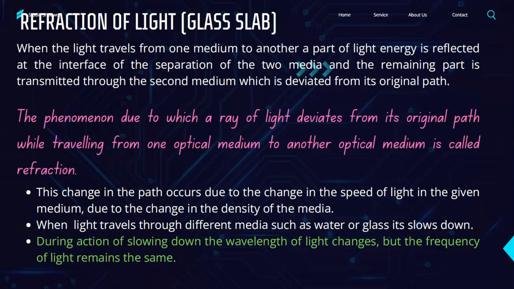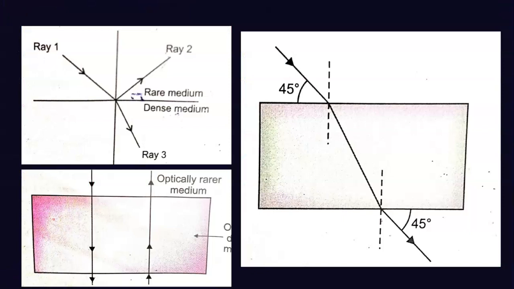Refraction of light through a glass slab. A glass slab is a rectangular piece of glass as shown here. You can see the diagram on the right hand side and the diagram on the left hand side bottom. These are two diagrams related to a glass slab.